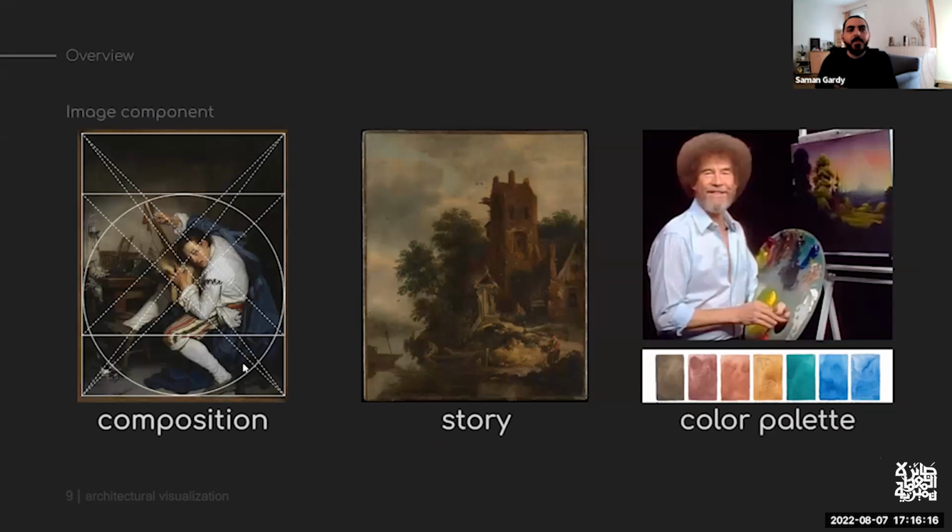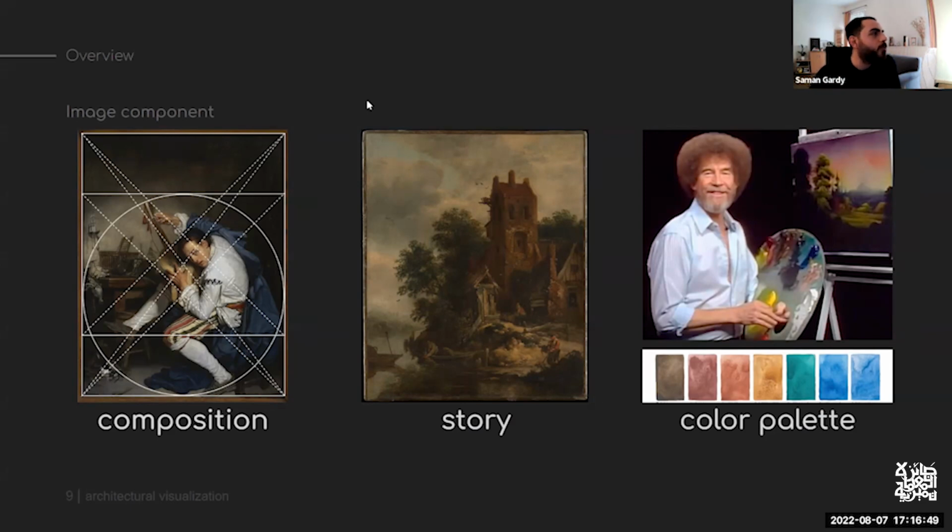Now let's dive into what the components of a good image are, how you can create a nice image for your project or for your design idea. So basically, when you look at any image, it can even be a scene from a movie, it has three pillars: composition, story, and the color mood.